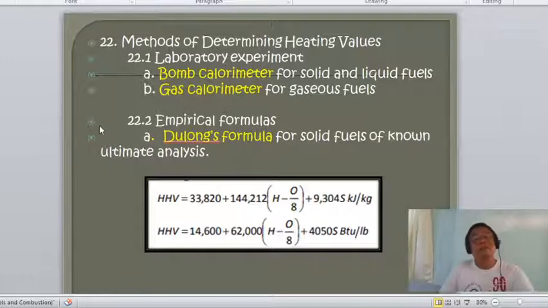And then changing this to English units, of course, 33,820. So this is making this in BTU per pound. So divide this by 2.205 and 1.055. The result is 14,600. Same with 144,212, dividing this by 2.205 and 1.055. So that is 62,000. So this is now in BTU per pound.